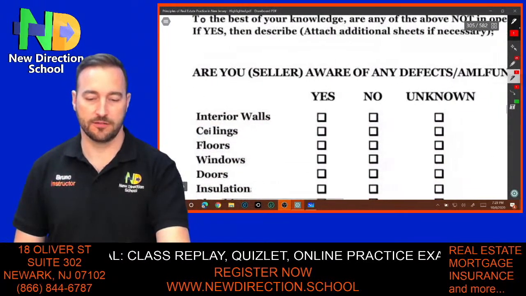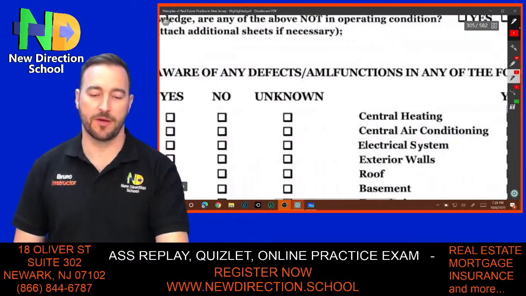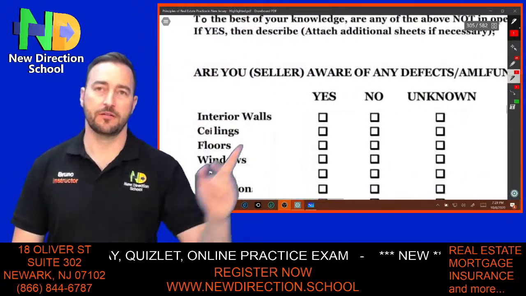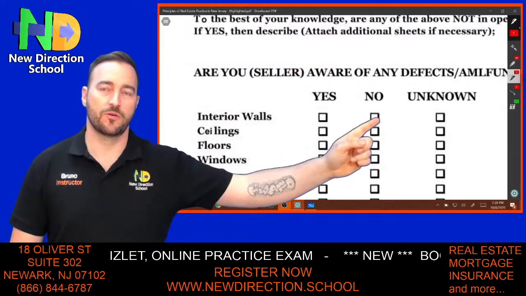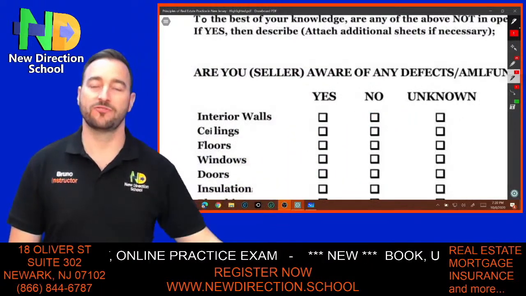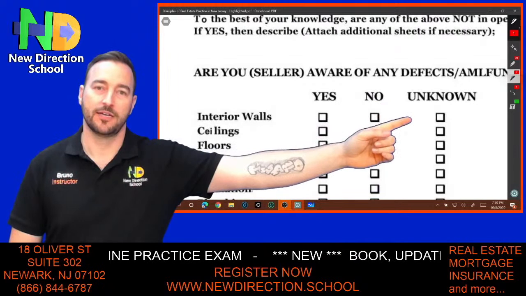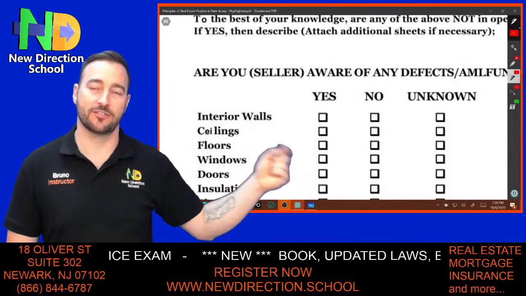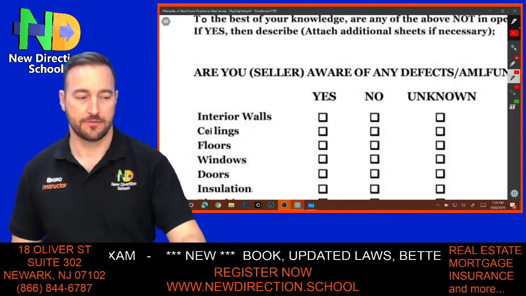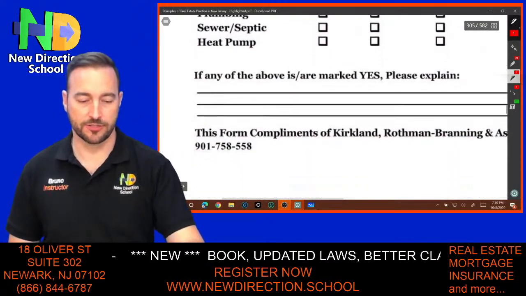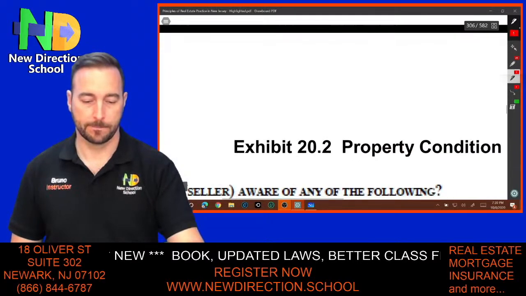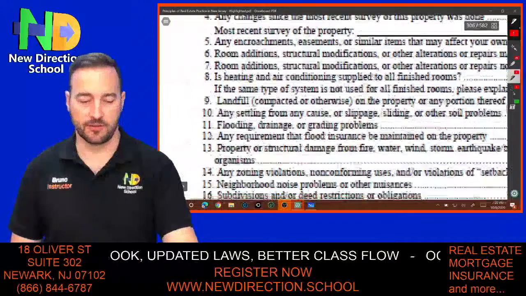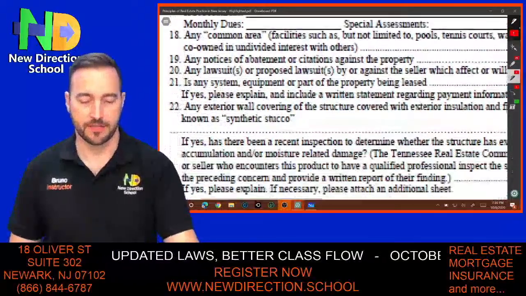Are you, the seller, aware of any defects or malfunctions in any of the following? And you see, it has yes, no, unknown. So if you have no knowledge, which one is better? Unknown. If you know about it, say yes. If you know that there's nothing, say no. Right? So a lot of questions here. Are you aware of any of the following? Chemicals, substances, radon, all that stuff. So a lot of questions that come with it. Okay.